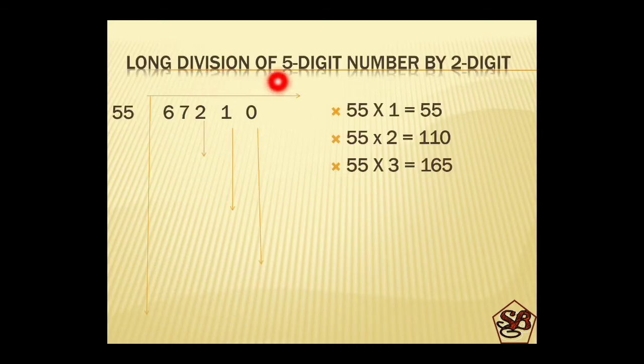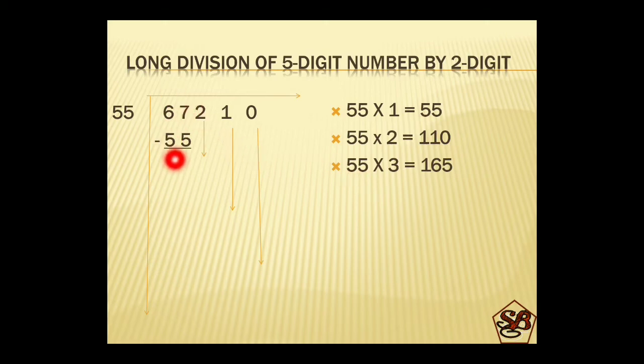Let's check out now long division of a 5-digit number by a 2-digit number. Here, 67,210 is being divided by 55. As the divisor is of 2 digits, we take 2 digits here also, that is 67. We write the table of 55 in the rough up to certain numbers. 55 ones are 55, 55 twos are 110, 55 threes are 165. Now we see 67. 55 twos is 110, which is clearly bigger than 67. So we go by this number.